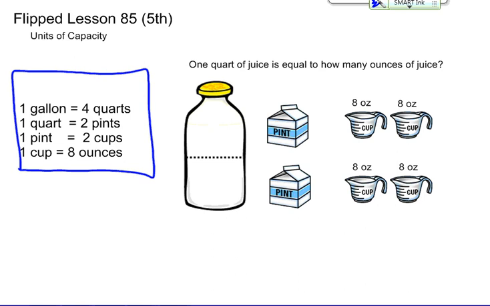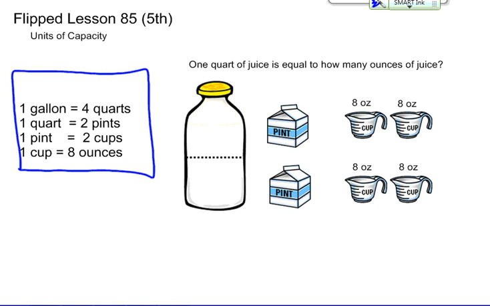So this is information that you basically need to memorize, or at least have a reference to it in your notes and know where to find it, because this is going to be information that you're going to need to know for this lesson and for future lessons. All right? Now, what we want to look at today is how we apply this information to help us understand what's going on. So our question says 1 quart of juice is equal to how many ounces of juice?